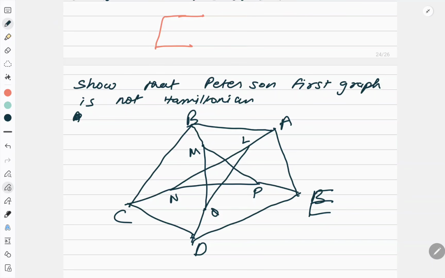Now in this also you can think like that. How many vertices are there? Vertices are 10 and edges are 15. And in a Hamiltonian cycle I should have 10 edges, but this is about the graph. Okay, this is about the graph.